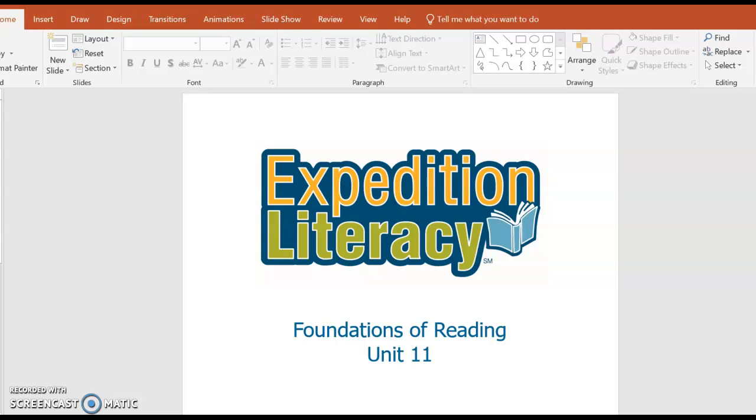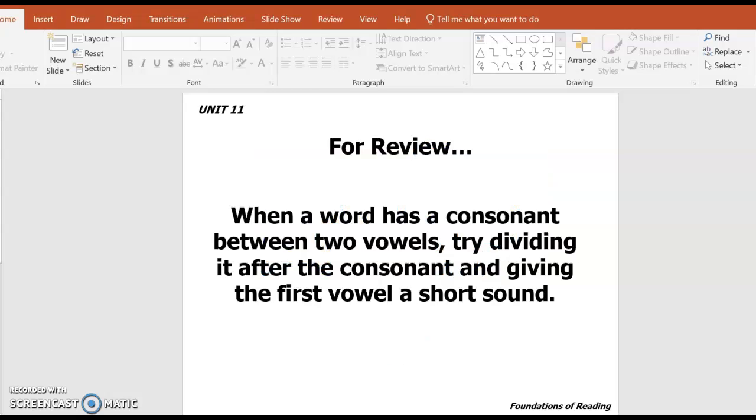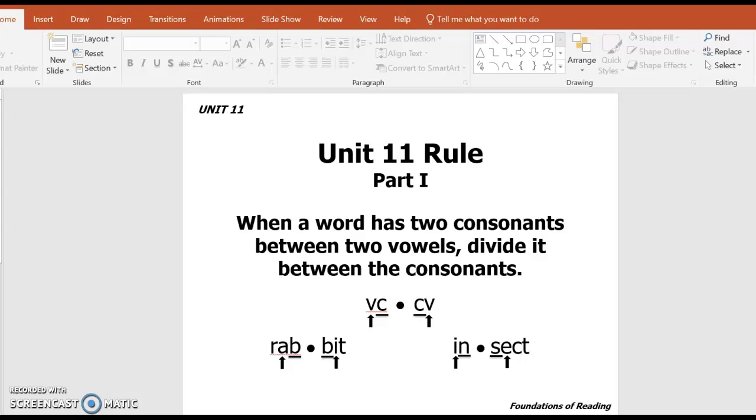Right, this is Unit 11 of Foundations. So for review, this is the rule from last week. When a word has a consonant between two vowels, try dividing it after the consonant and giving the first vowel a short sound. Now for this week, the rule of part 1 is, when a word has two consonants between two vowels, divide it between the consonants.